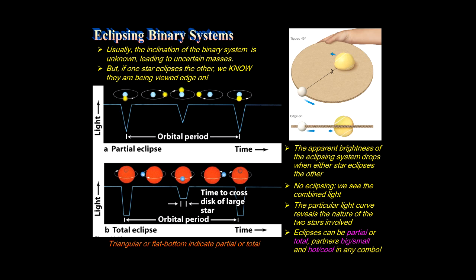Eclipses can be many different combinations: partial, total, big, small, hot, cool, and in fact they are. Turns out this is the method that's used to find extrasolar planets significantly in recent times. The Kepler mission is using the eclipsing method of a planet transiting across its parent star to determine characteristics about that planet.